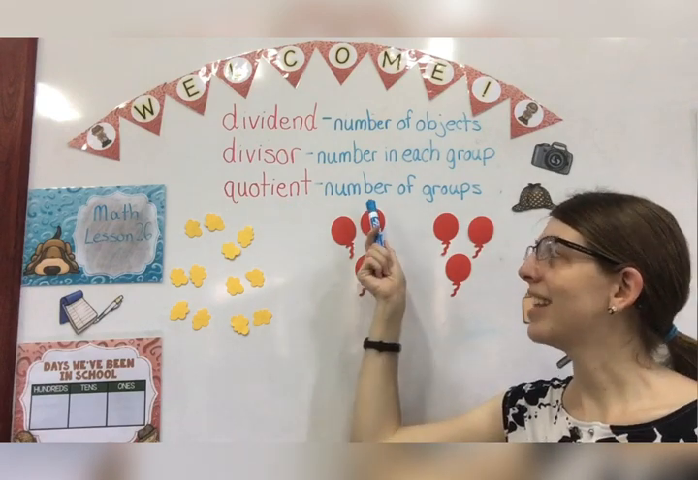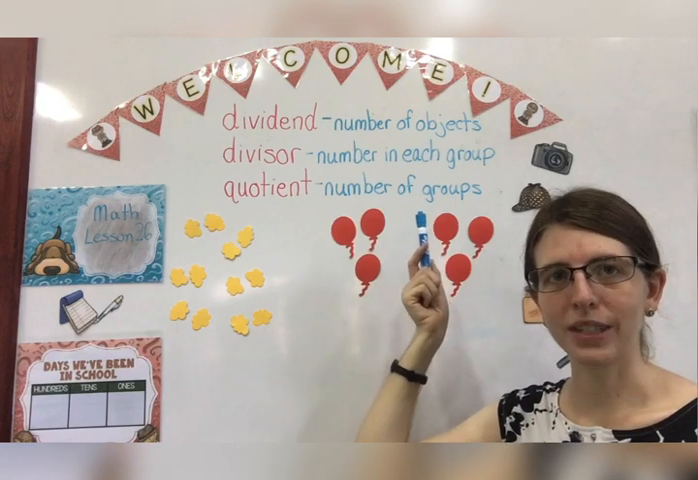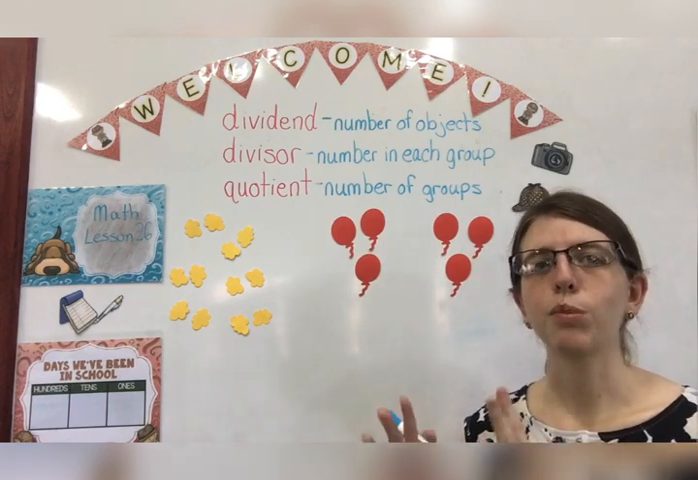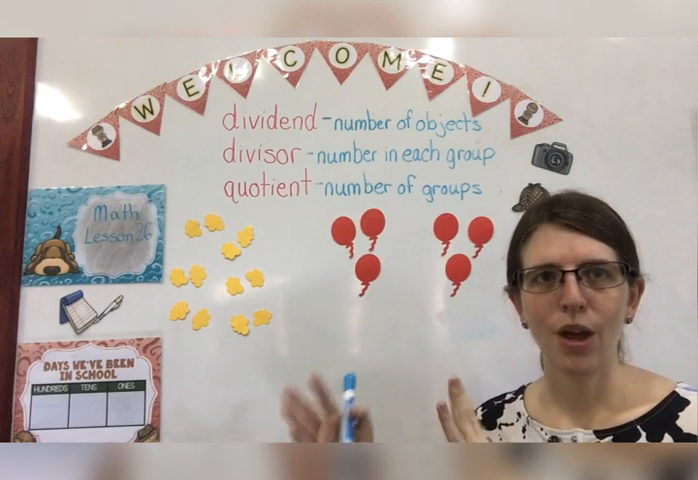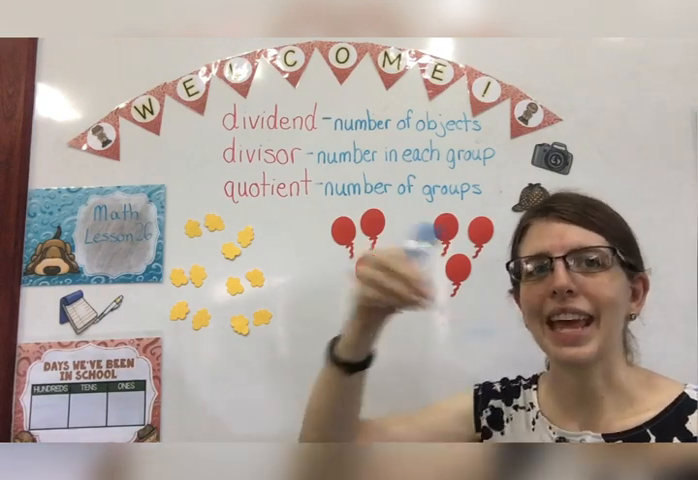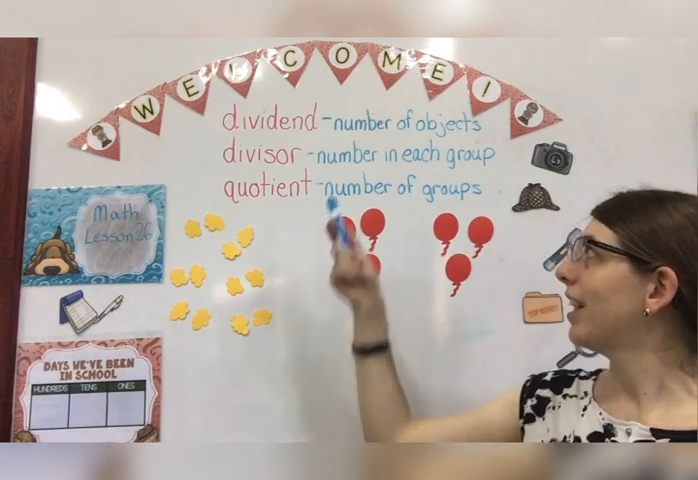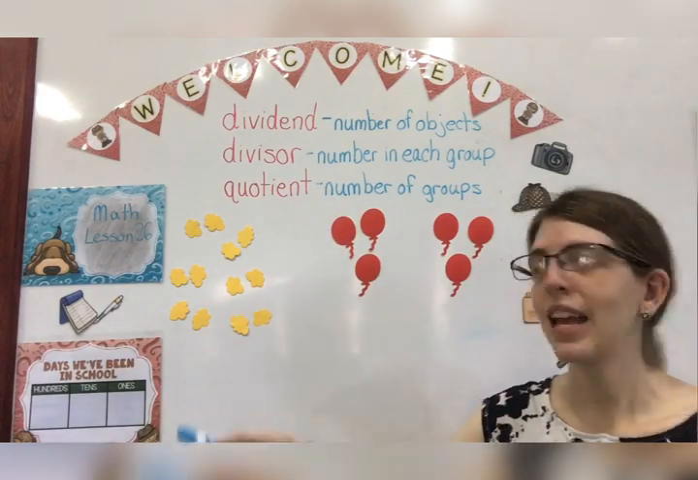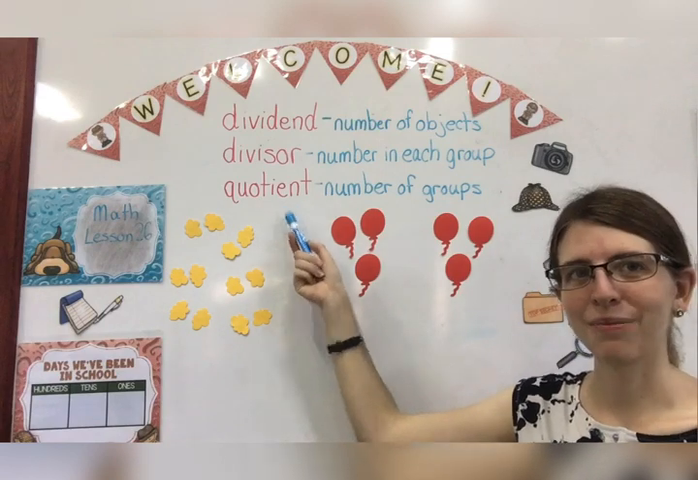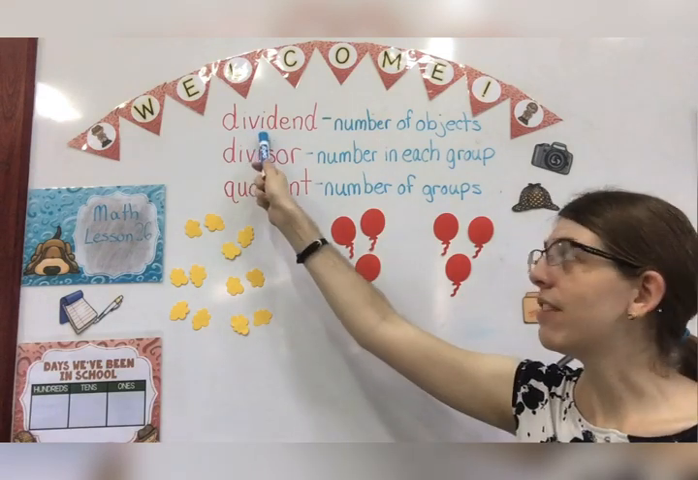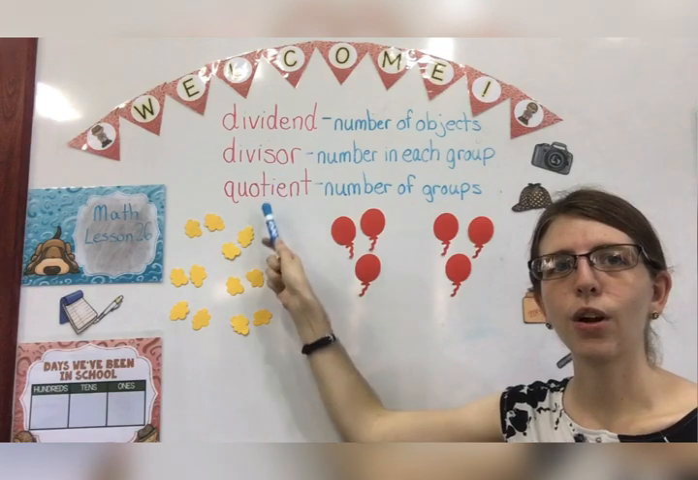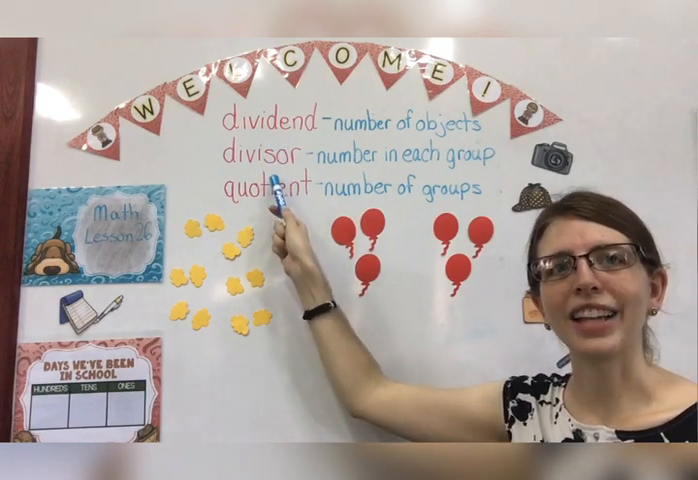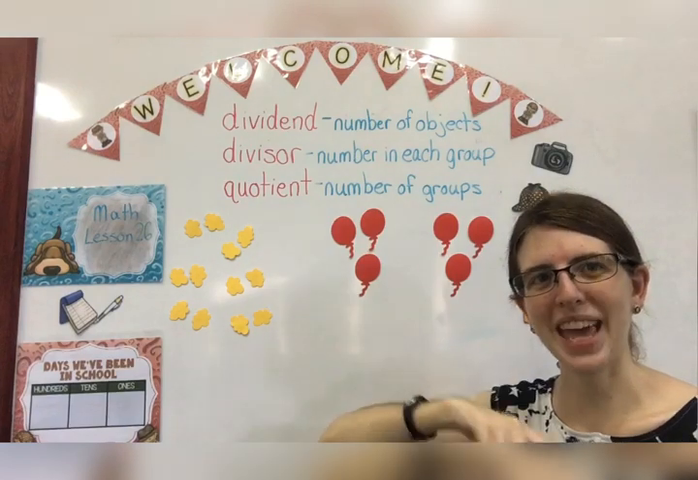Quotient, that's the number of groups. So your quotient, that is your número de grupos. So cada cosa que es en un grupo, eso es your divisor. Cada número de grupos es your quotient. Okay, let's say them together. Dividend, divisor, quotient. One more time. Dividend, divisor, quotient. Muy bien.